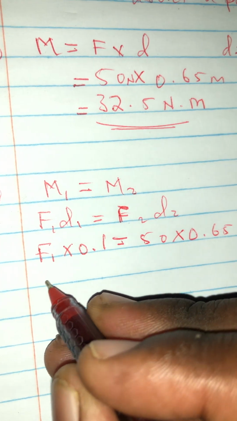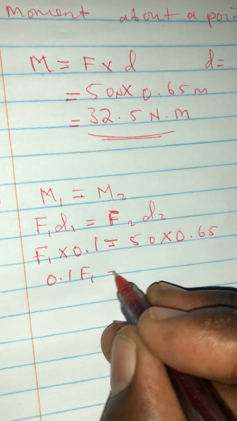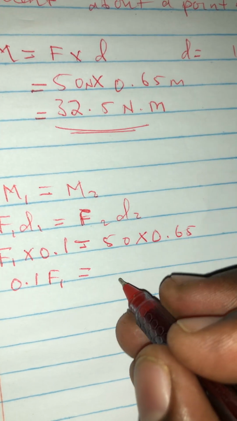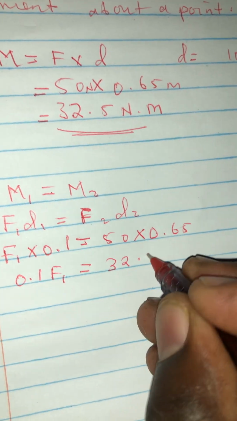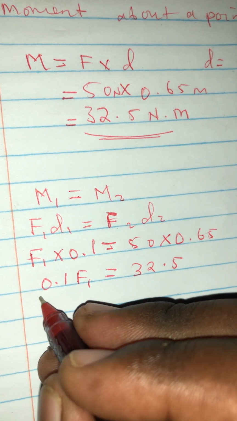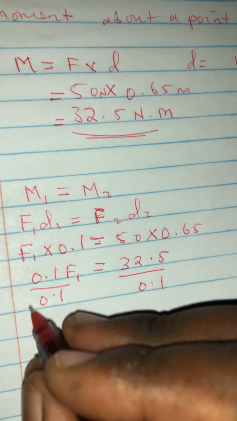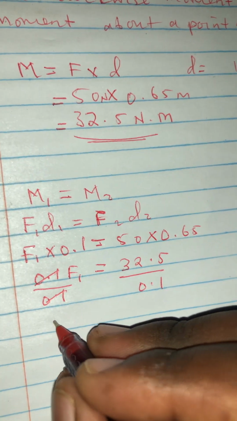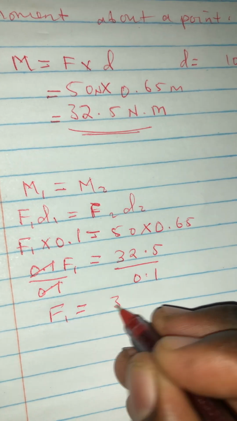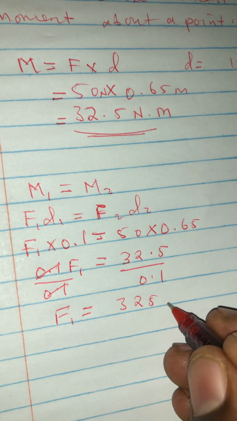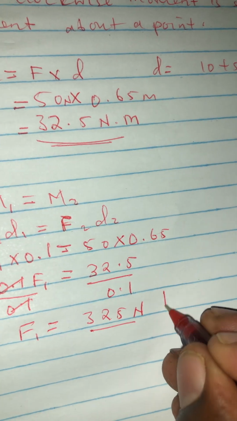So after doing that, we'll multiply. We're going to have 0.1 F1 equals, when we multiply these things, 32.5. Okay, let's divide by 0.1, such that the 0.1 and 0.1 cancel each other. When we divide, we're going to have 325 Newton. Okay, this is the force that is acting downward.